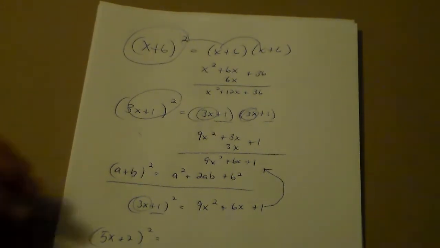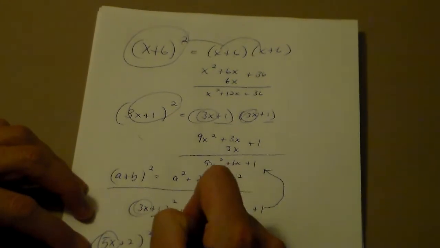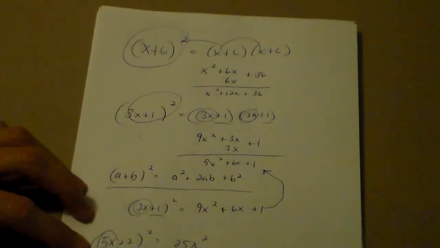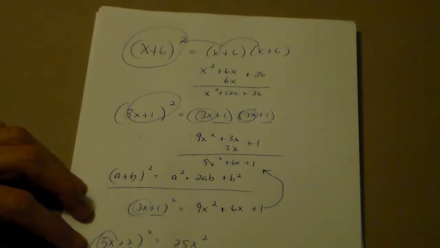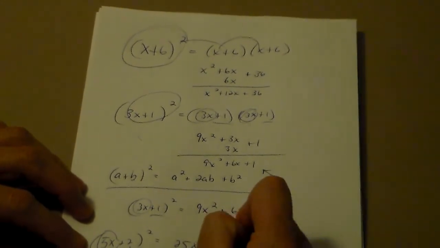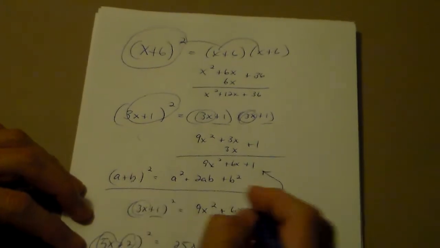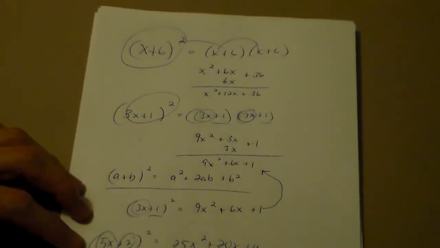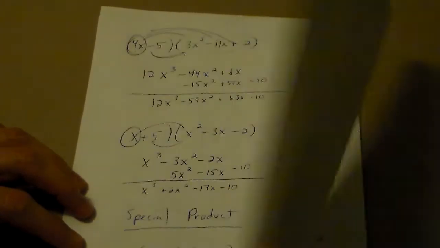Okay, you're back. First term and square it: 25x squared. This times this, 2 times 5x is 10x. Double it, 20x. And then take this and square it. Plus 4. Okay, we are almost done with this section. 2 more things to look at.